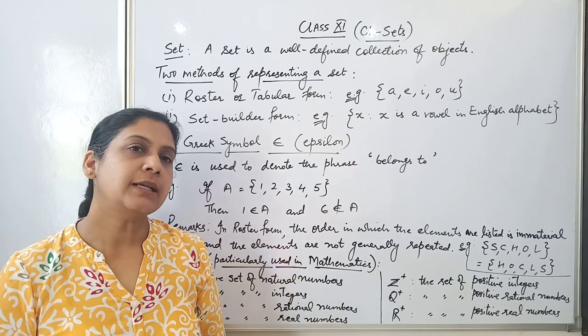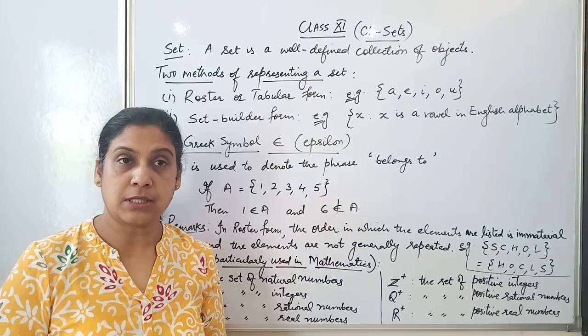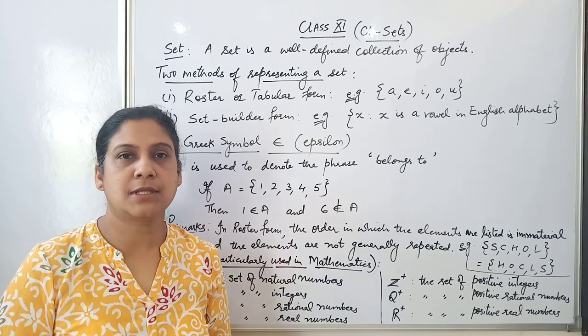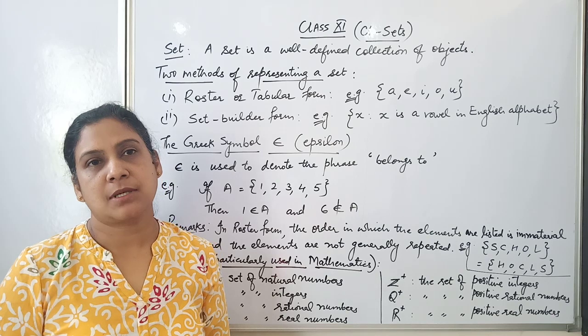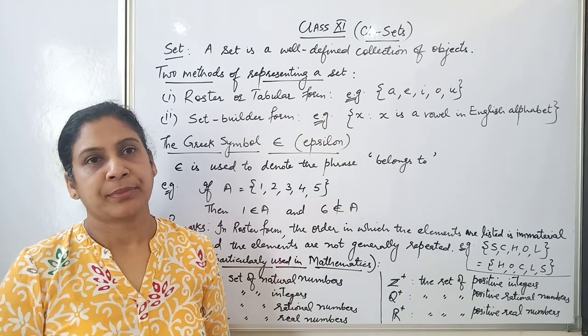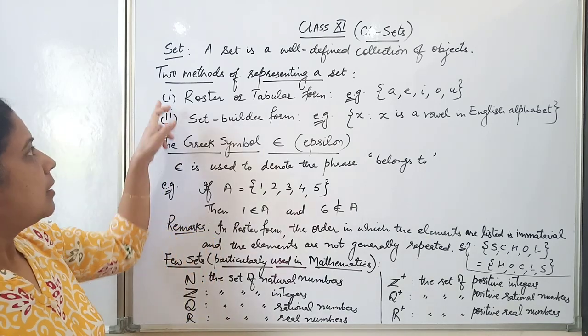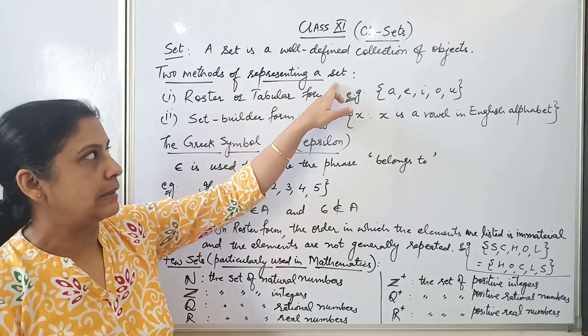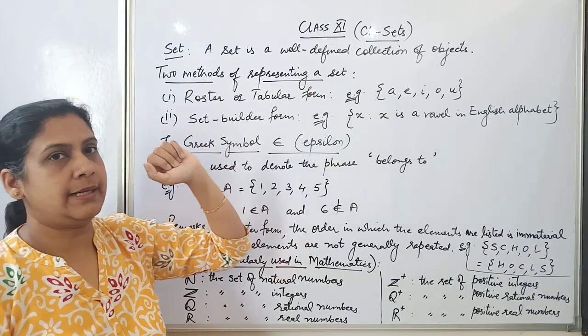But in mathematics we are going to have sets of numbers. For example, the set of natural numbers, the set of complex numbers, the set of real numbers, like that. Let's understand it more. There are two methods of representing a set. How can we write down a set?